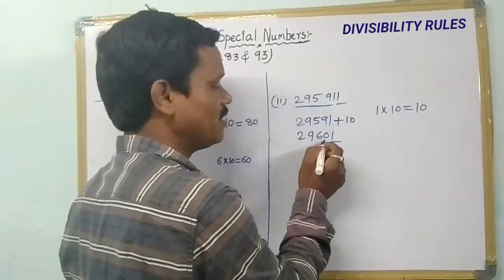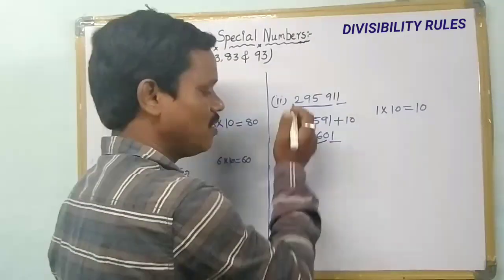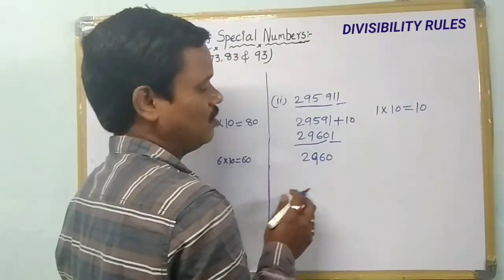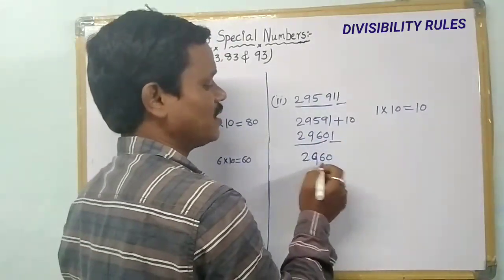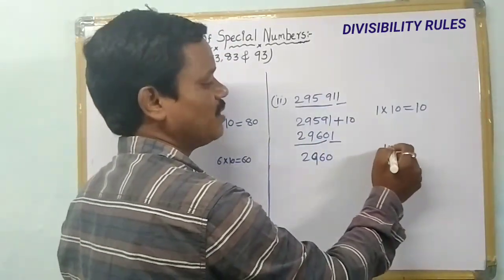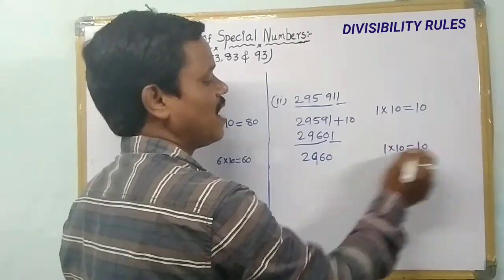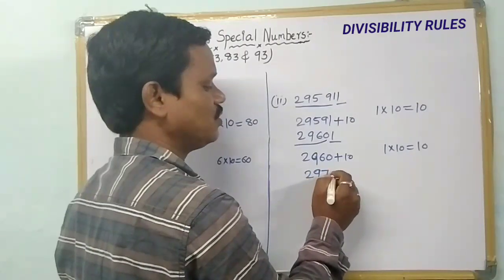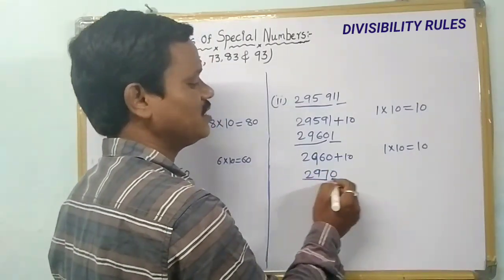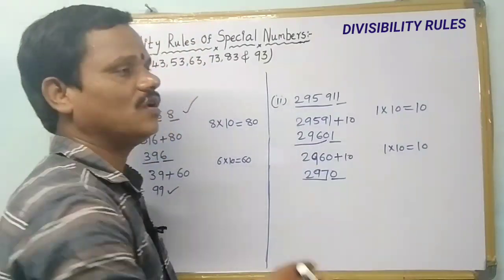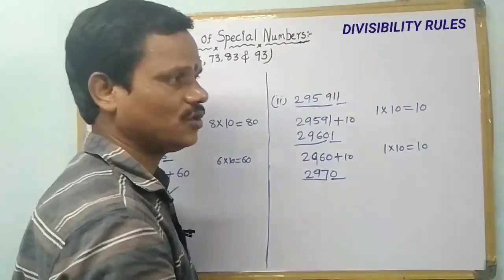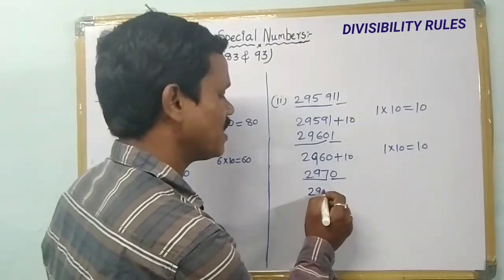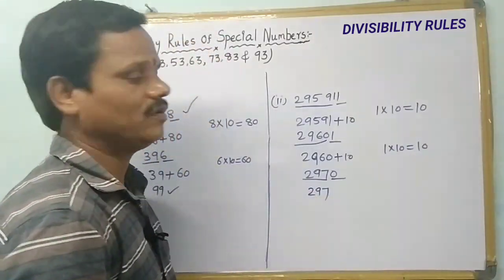One is the first part and the remaining 2960 is the second part. Write 2960, the second part, as it is. Now the first part number is 1, multiplied by 10. Now add 10 to the second part. 2970. Now this is the second part, this is the first part. The first part number is 0. 0 multiplied by 10 is 0. Add 0, so the second part number, 297, comes as it is.